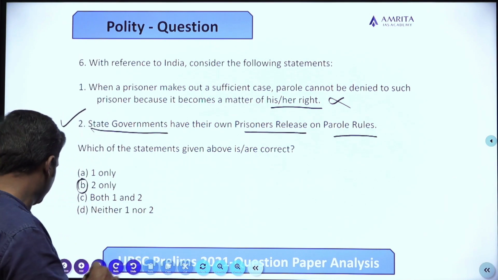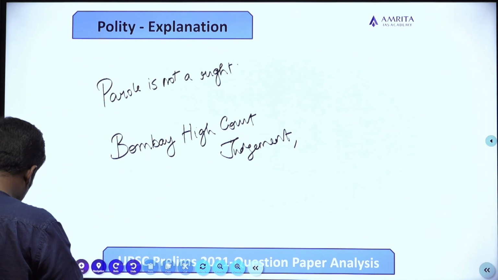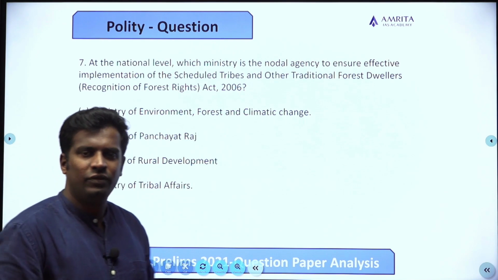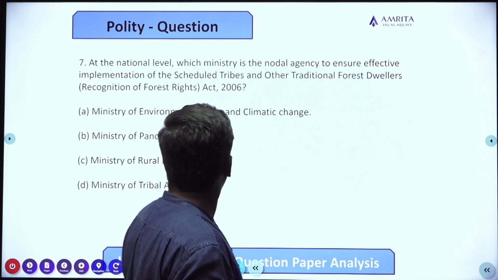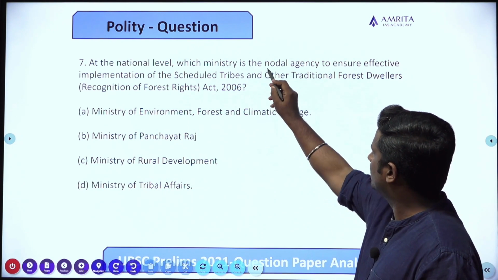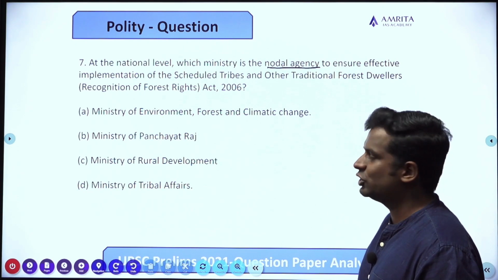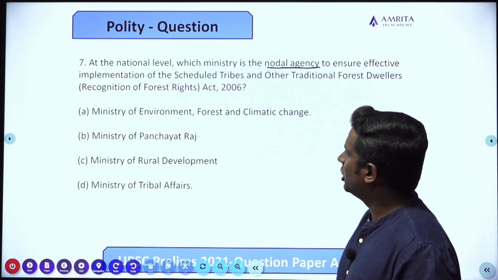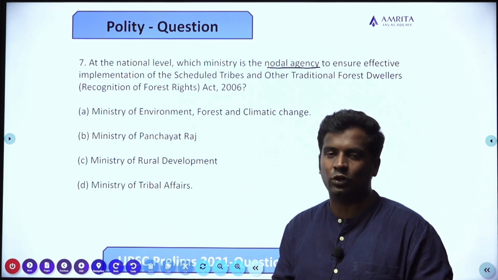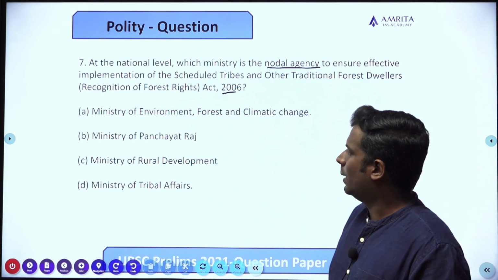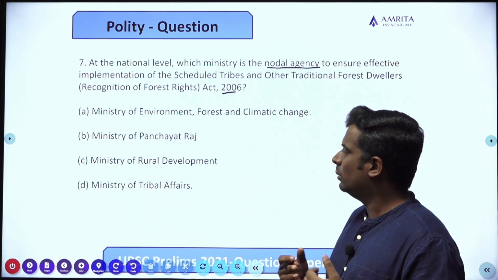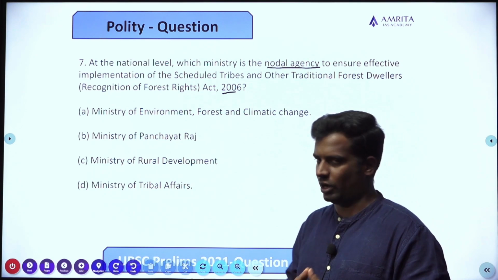Okay. We'll go for the next question. Question number 7. At the national level, which ministry is the nodal agency to ensure effective implementation of the Scheduled Tribes and Other Traditional Forest Dwellers Recognition of Forest Rights Act of 2006? Ministry of Environment, Forest and Climate Change, Ministry of Panchayati Raj, Ministry of Rural Development, and Ministry of Tribal Affairs.